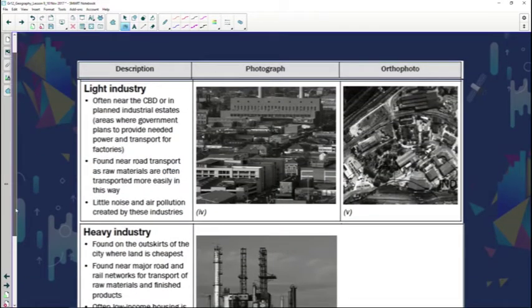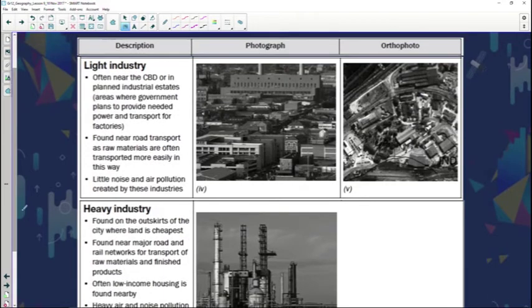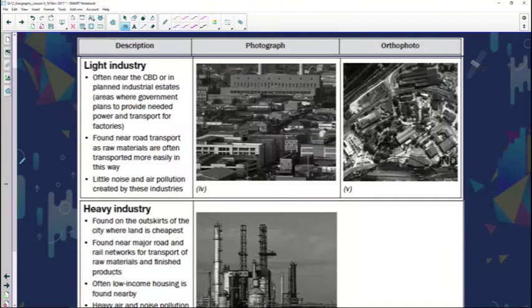Now, if you look at the light industries, you usually find them just on the outskirts of the CBD as well. The reason why we allow it is because it doesn't cause a great amount of noise pollution and air pollution. It's very close to the CBD and it's close to the transport networks to basically take their product to different areas.